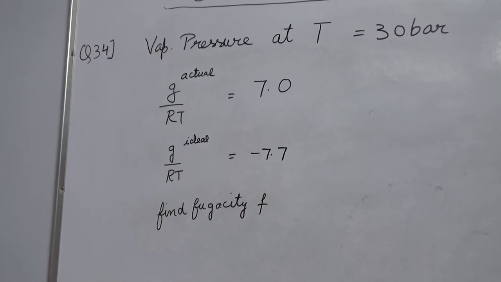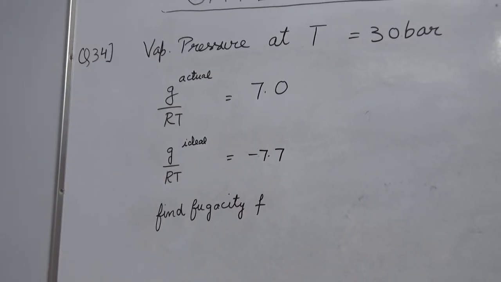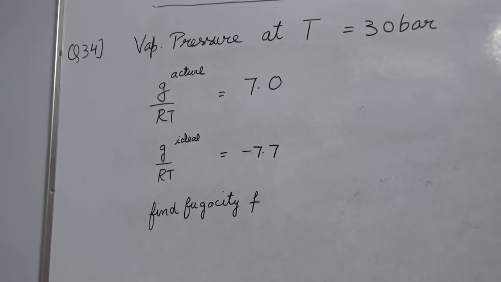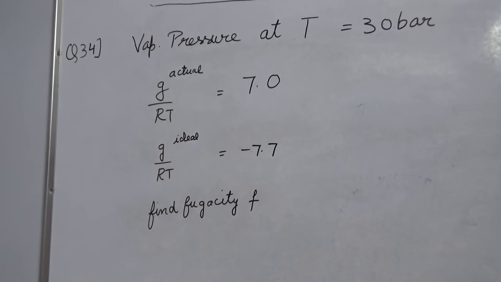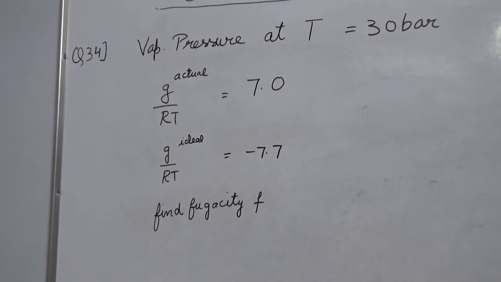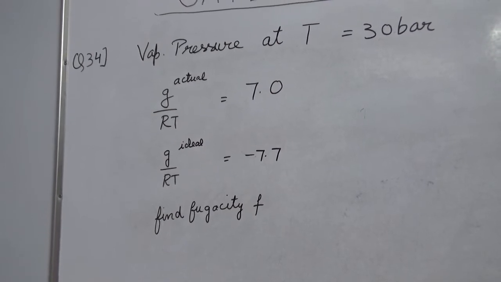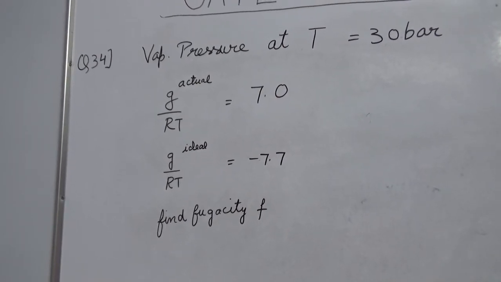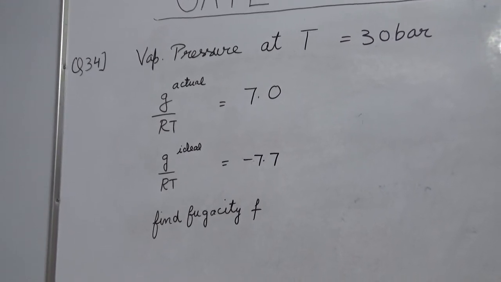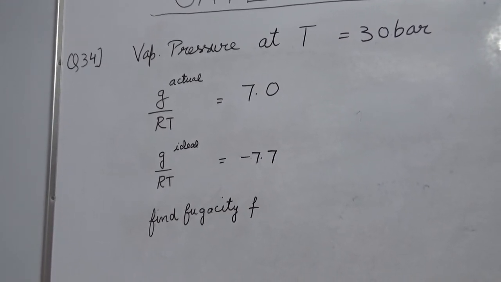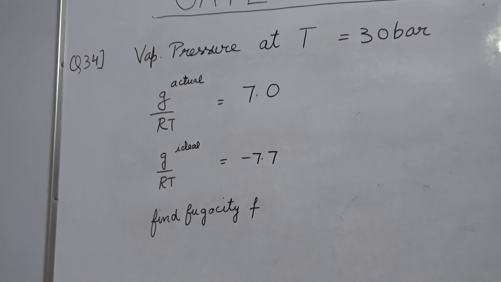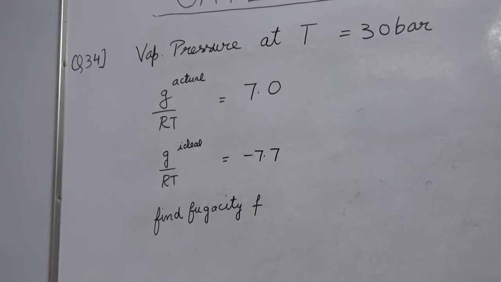So in this problem they have asked you to calculate the fugacity of saturated liquid, but with all the data which is given, you can calculate the fugacity of saturated vapor. So what we are going to assume is that the saturated vapor and saturated liquid are in equilibrium at the given temperature and the pressure of 30 bar, and we will calculate the fugacity of saturated vapor and then assume it to be equal to the fugacity of saturated liquid.